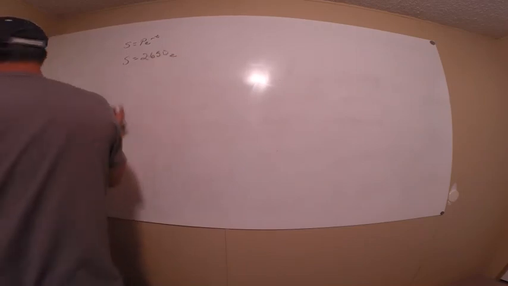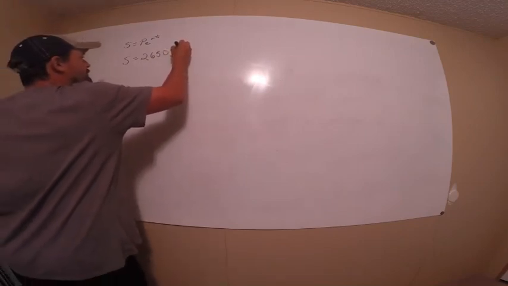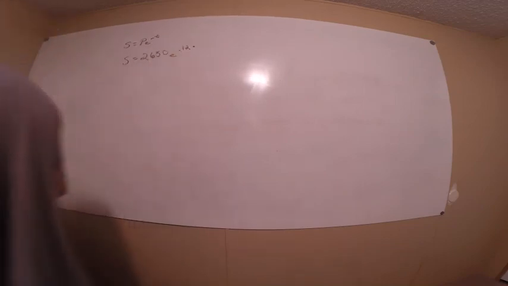Our e here stays e. e is just a number. The rate that we got here is 12%. So we need to write that as a decimal, 0.12. And the time that we're looking at is 8 years.